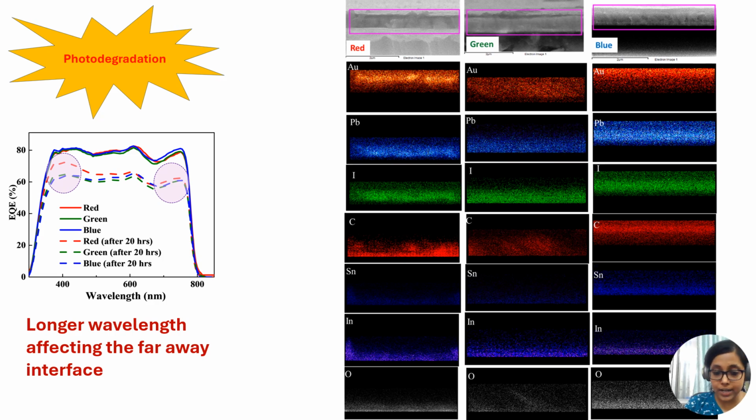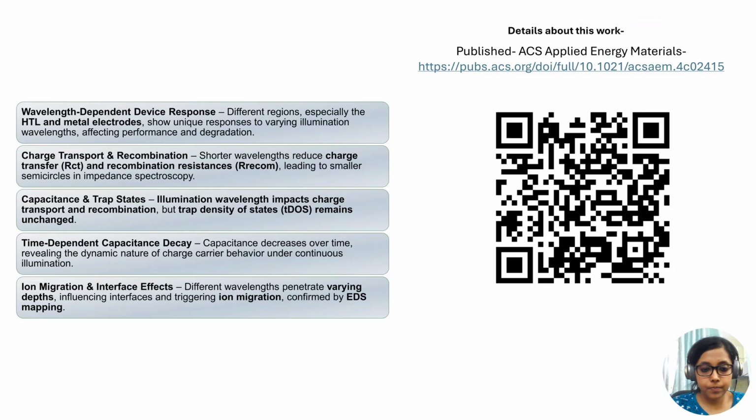Here you can get an idea of the ion migration upon exposure to the red, green and blue wavelengths. This work has a detailed study on the wavelength-dependent device response, charge transport and recombination in the device, capacitance and trap state, time-dependent capacitance decay, ion migration and interfacial effects in perovskite solar cell upon exposure to RGB wavelength conditions.